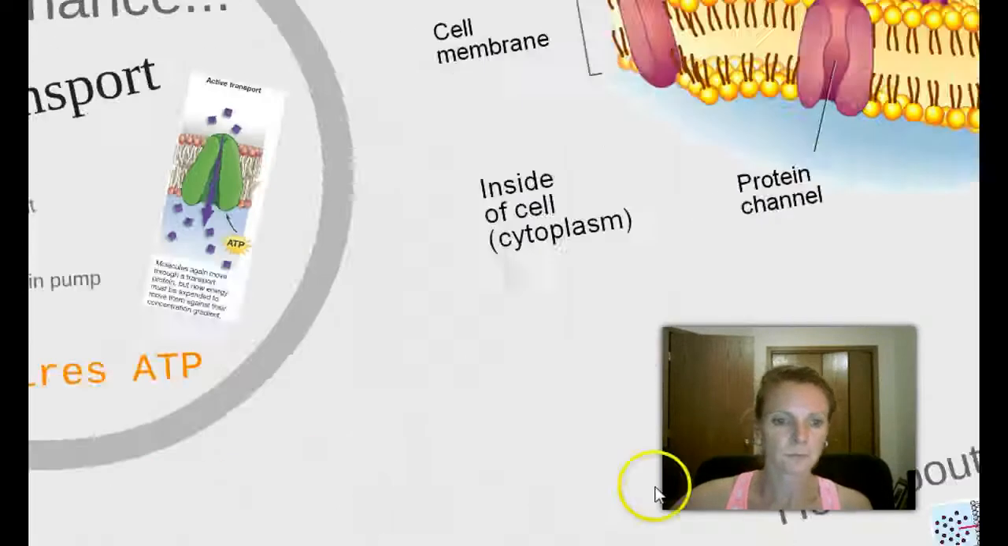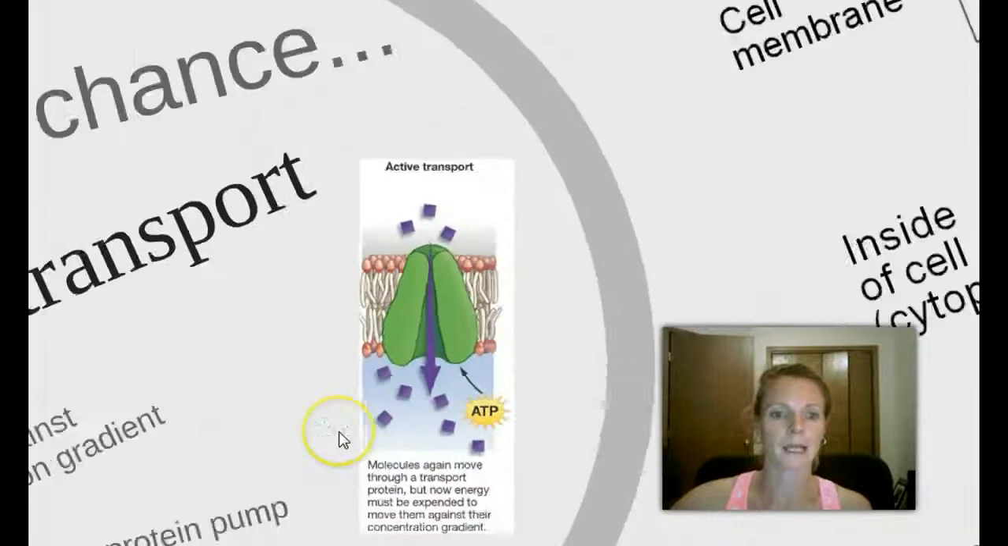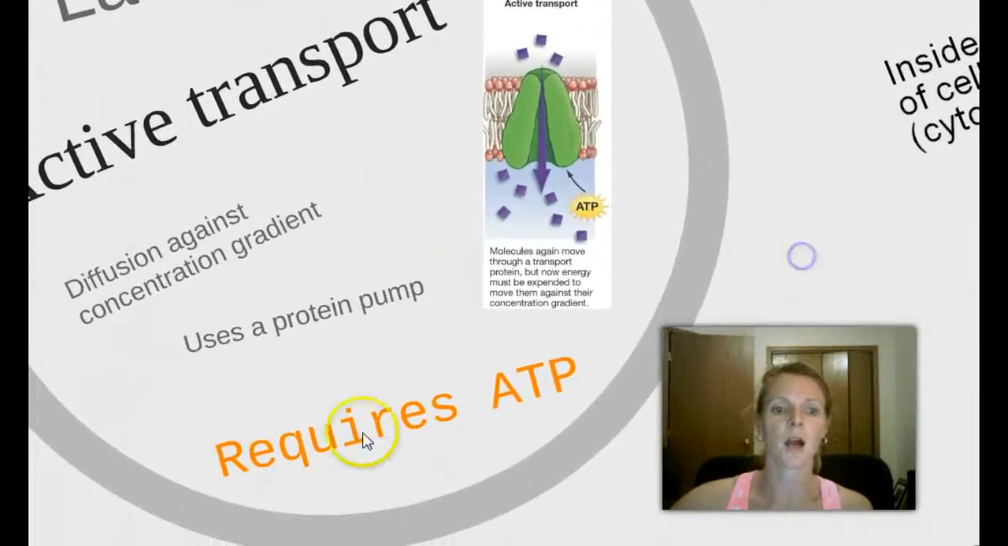Okay? So a big thing, actually I want to go back here and just pull back a little bit. Let's make this smaller. An orange requires ATP. Okay? So the big thing is diffusion doesn't take any energy. Facilitated diffusion doesn't take any energy. But active transport does, because you're going against the grain.